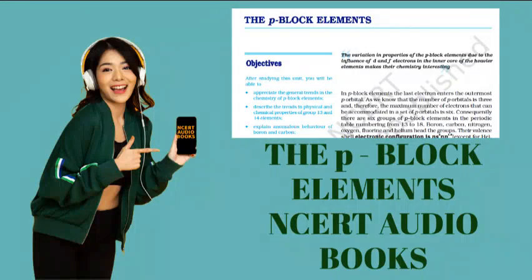Aluminium is a bright silvery white metal with high tensile strength. It has a high electrical and thermal conductivity. On a weight-to-weight basis, the electrical conductivity of aluminium is twice that of copper.